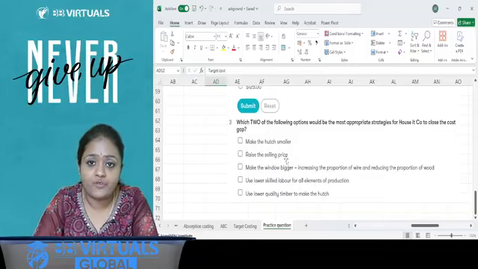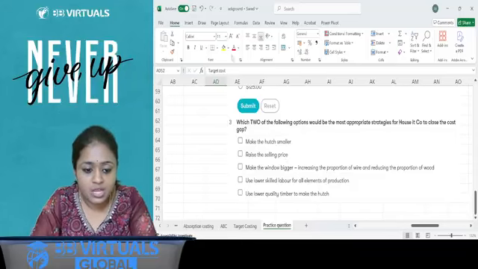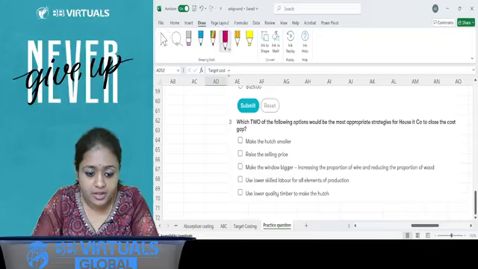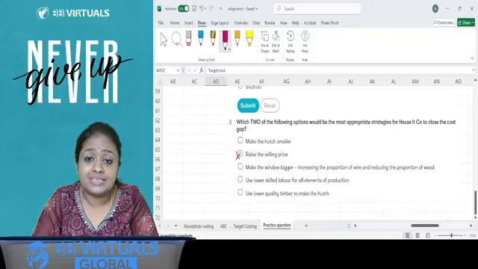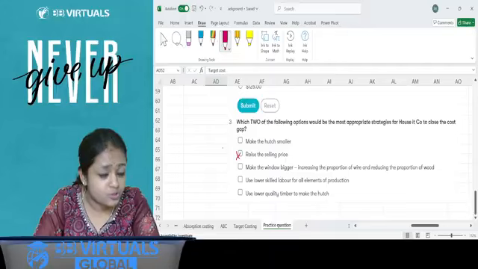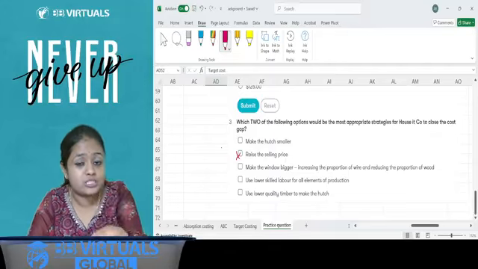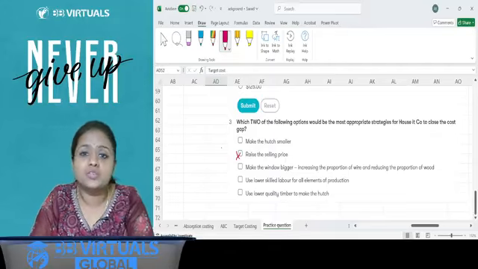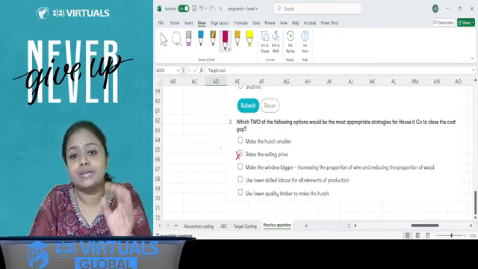Raising the selling price, definitely not, because it is market driven. So we know for sure that out of these reasons, this is definitely wrong. In the exam also, you may have doubts, but the options which are absolutely wrong or absolutely right, first point them out, and then you go to the remaining ones. It will help you to get the correct answer.